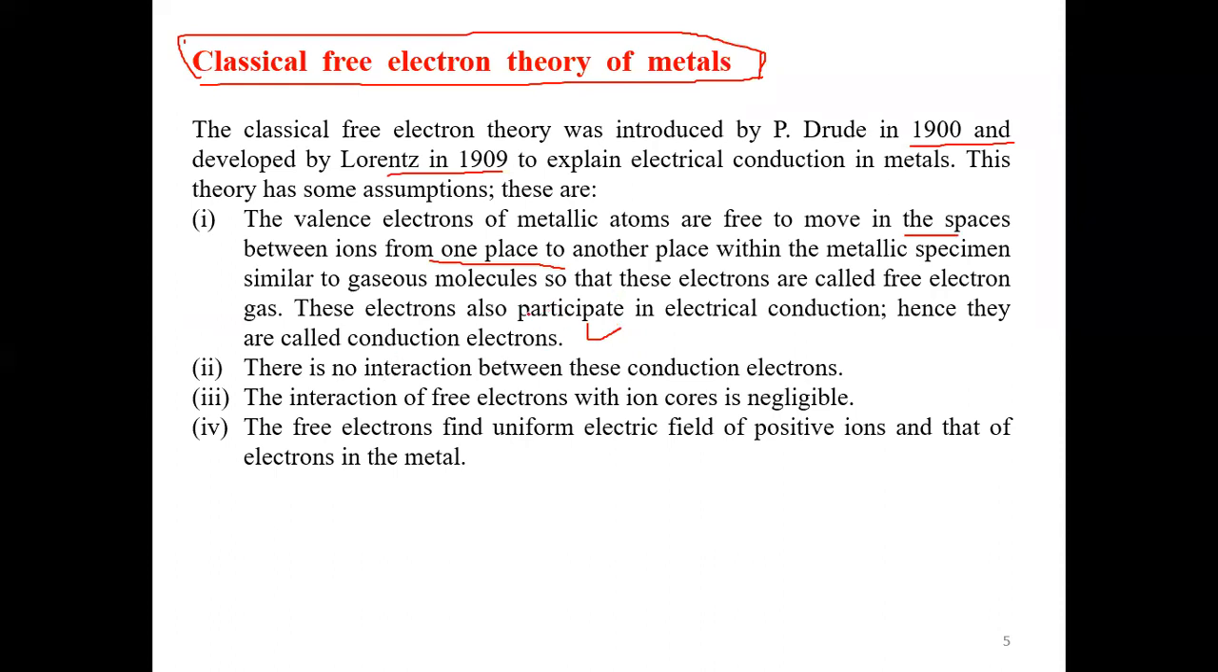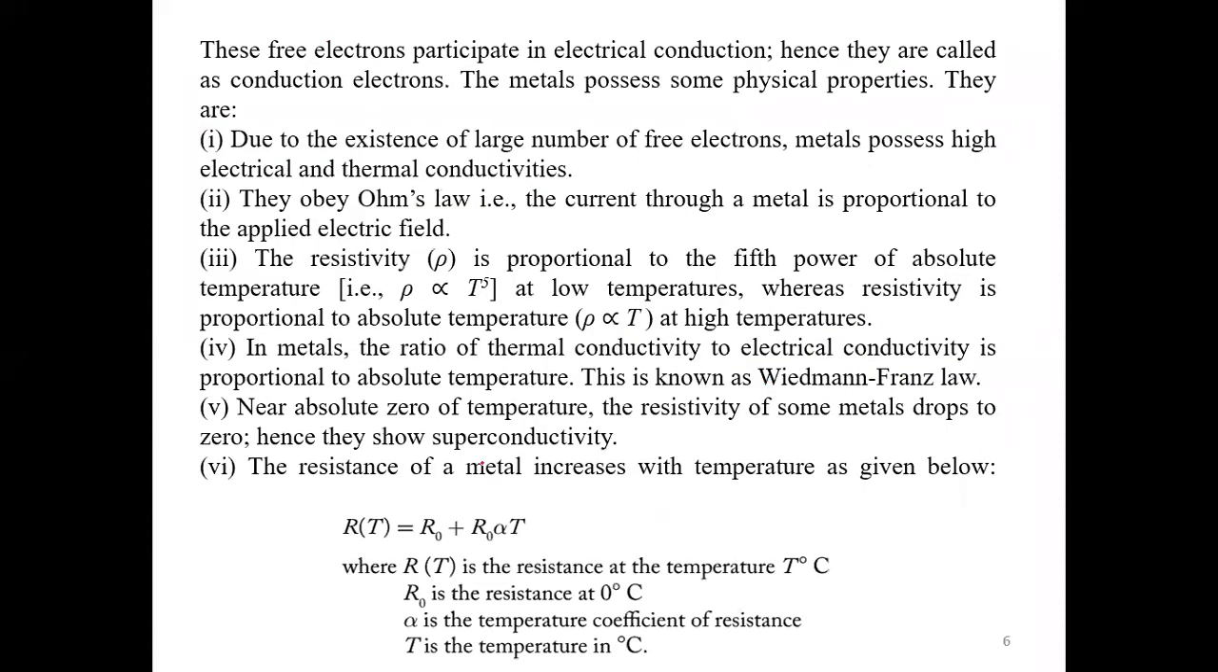The second assumption is that there is no interaction between these conduction electrons. And the interaction of a free electron with the ion core is also negligible. The free electron moves in a uniform electric field of the positive ions and that of the electrons in the metal. And these free electrons participate in electrical conduction, hence they are called conduction electrons as well.